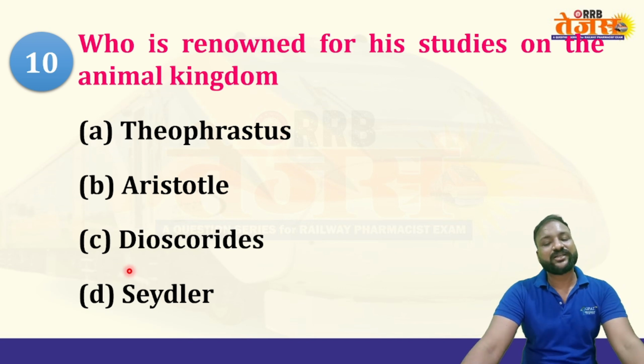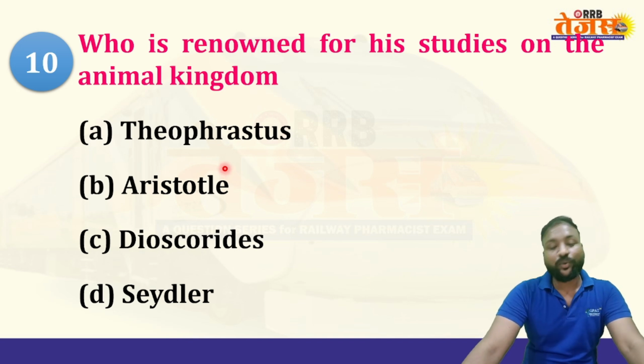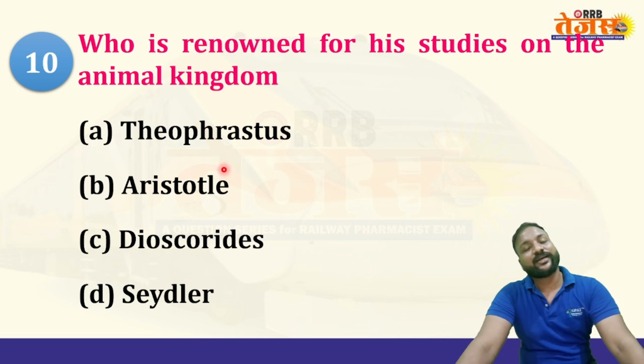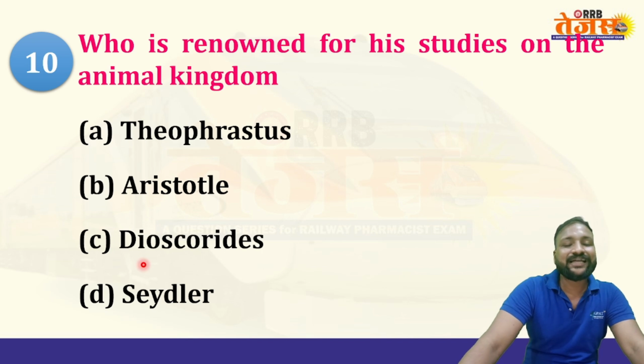Who is renowned for his studies on the animal kingdom? Option A, Theophrastus. Option B, Aristotle. Option C, Dioscorides. Option D, Sidler.